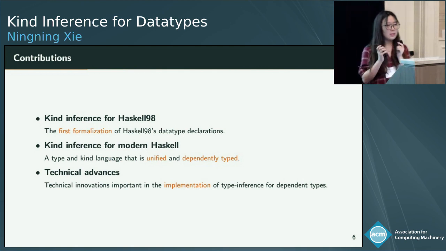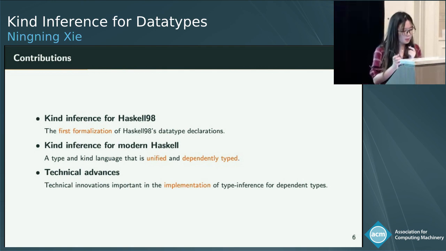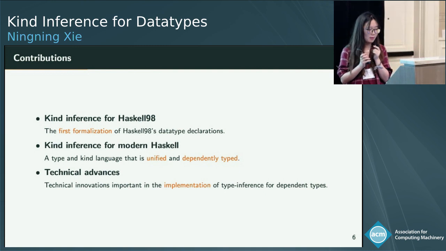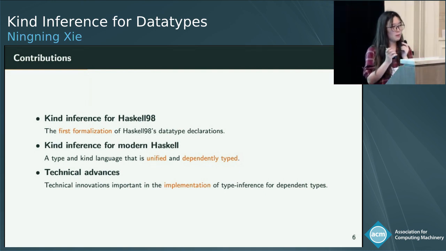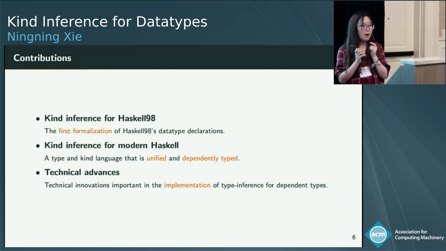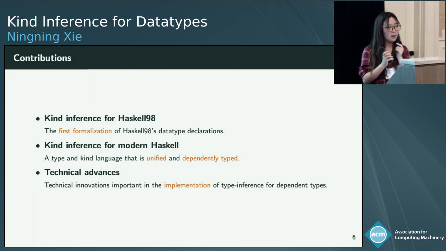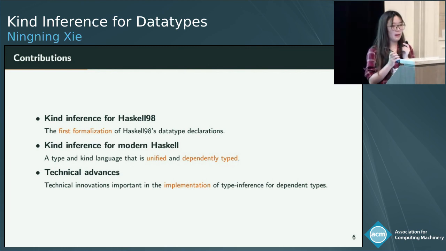We provide, as far as we know, the first formalization of Haskell 98's data type declaration. This formalization also includes the interesting feature defaulting of Haskell 98. Along the way, we also identified one bug inside the GHC which has been fixed by us.